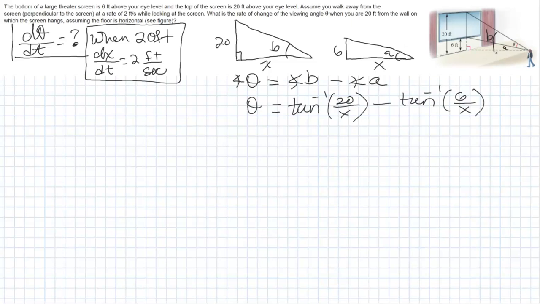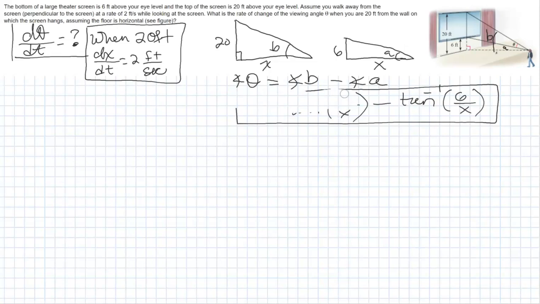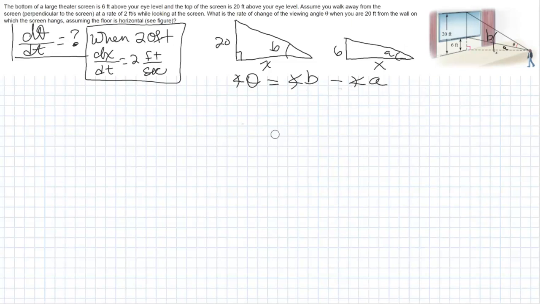So what are we going to do to that equation? This right here is the equation that we are working with, and the question is, what are we doing with that? I'm going to move this over so I have room, and for you to think about that for a second. Angle theta is angle B minus angle A. Angle B is inverse tangent of 20 over x, and angle A is inverse tangent of 6 over x.